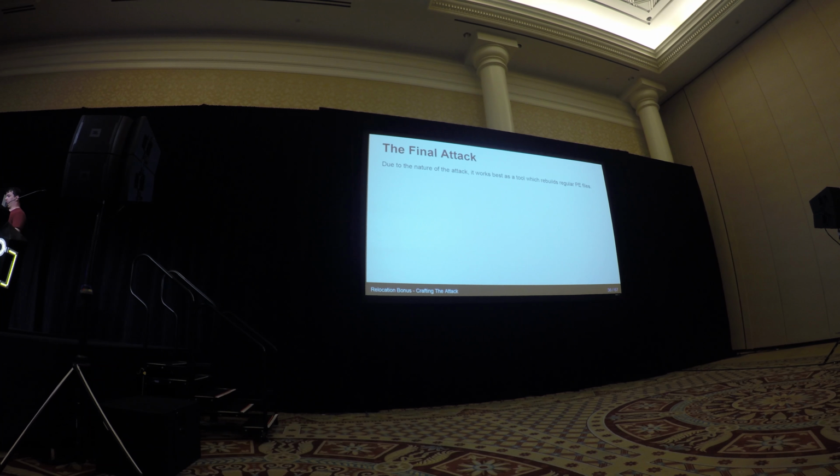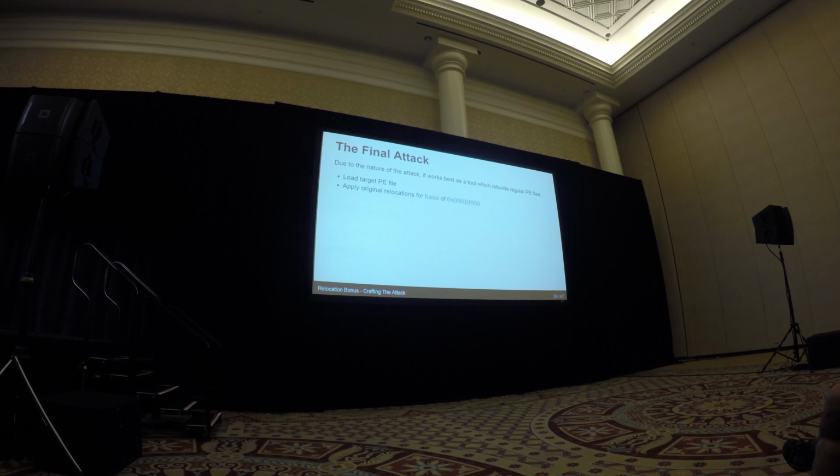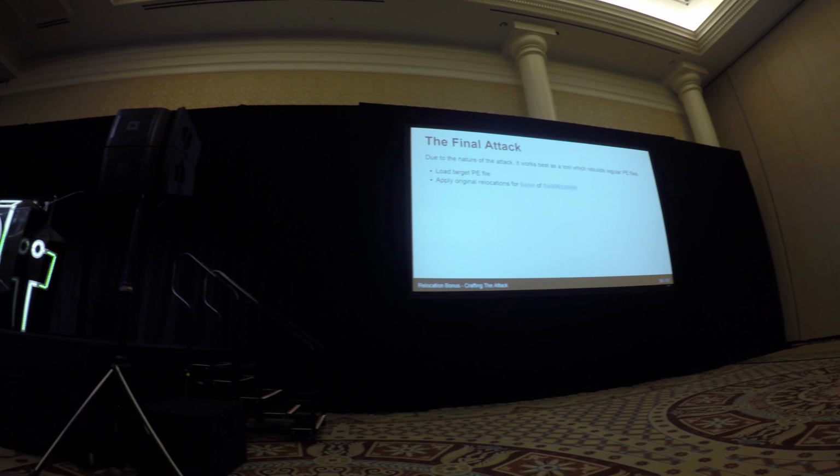So the final attack looks something like this. We'll load the target PE file, the PE file that we want to obfuscate. Then we'll apply the original relocations. Because remember, relocations are there for a reason. 0x10000 is probably not where that binary wanted to be mapped. So it's going to break unless we apply the original relocations and say, okay, fix everything up for that address.